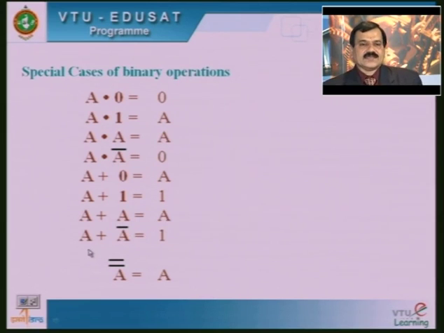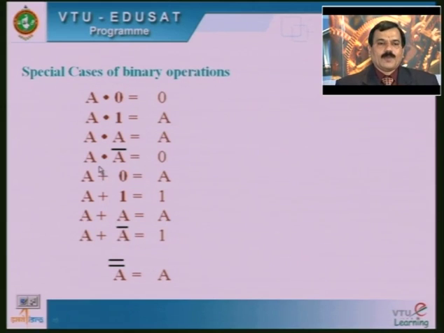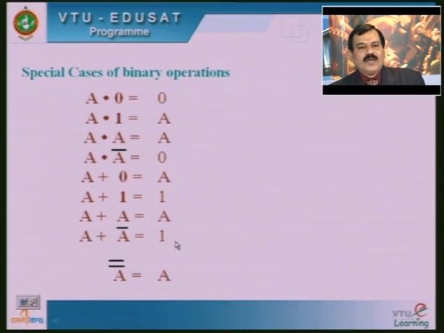Then the last case is A plus A complement. In the AND operation we have seen A dot A bar is equal to 0. Similarly, in the OR operation, A plus A bar is equal to 1. If A is 1, the complement A bar becomes 0, so 1 plus 0 is 1. If A is 0, the complement becomes 1, so 0 plus 1 is 1. Either way the output of this equation remains 1. Hence A plus A bar is always 1 only.